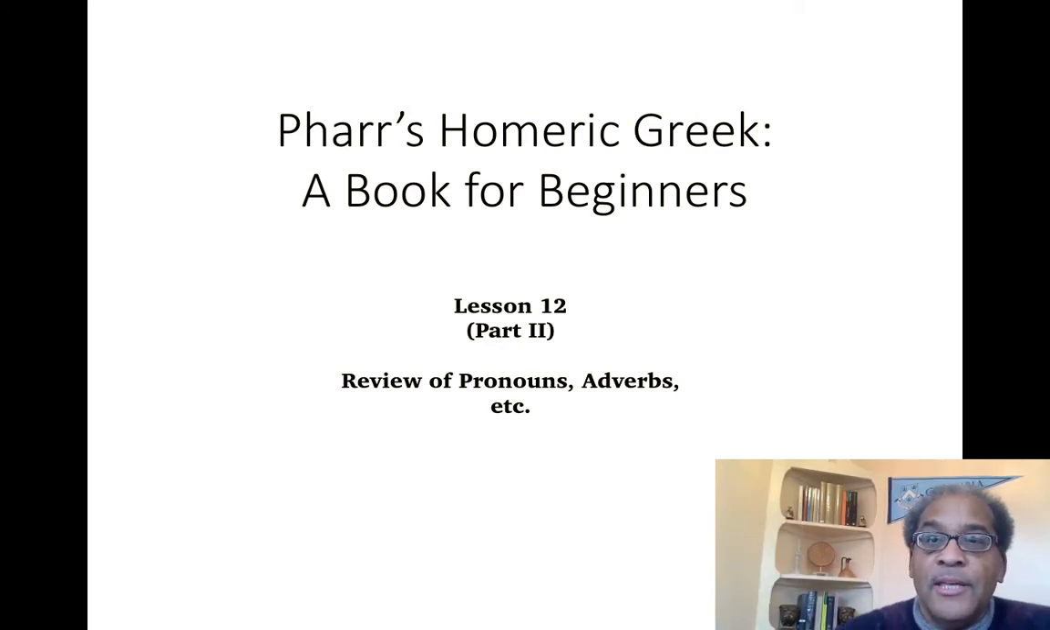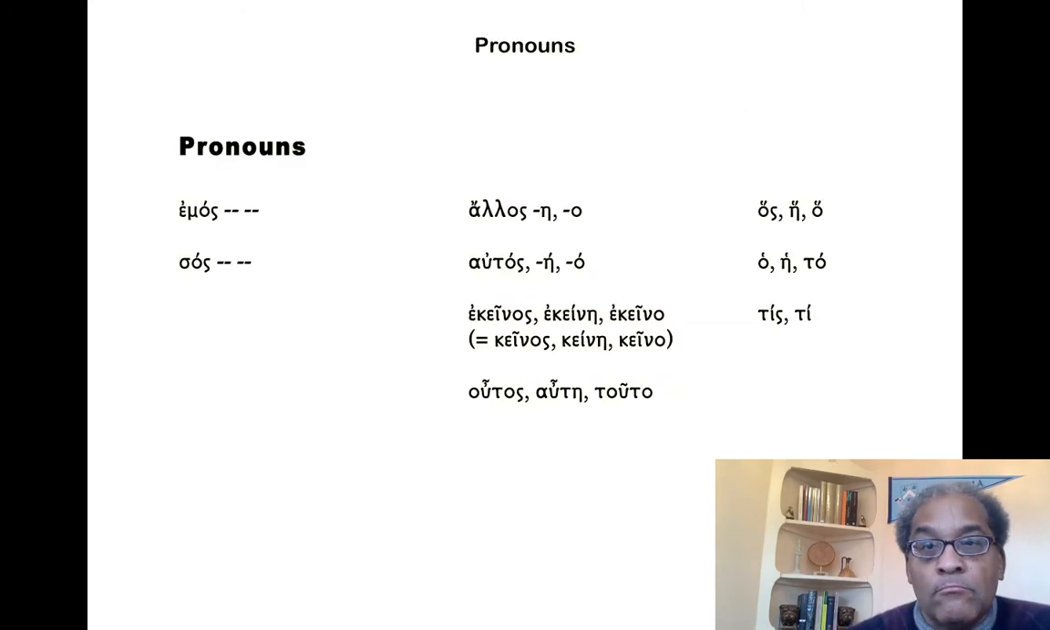Good morning, scholars. Today we're going to continue our way through Pharr's Homeric Greek, a book for beginners, continuing our review chapter of Lesson 12 with Part 2, looking at pronouns, adverbs, etc. So the pronouns that we have learned so far are, first off, the possessive pronouns of the first person and the second person, mine, emos, eme, emon, and yours, singular, sos, se, son.